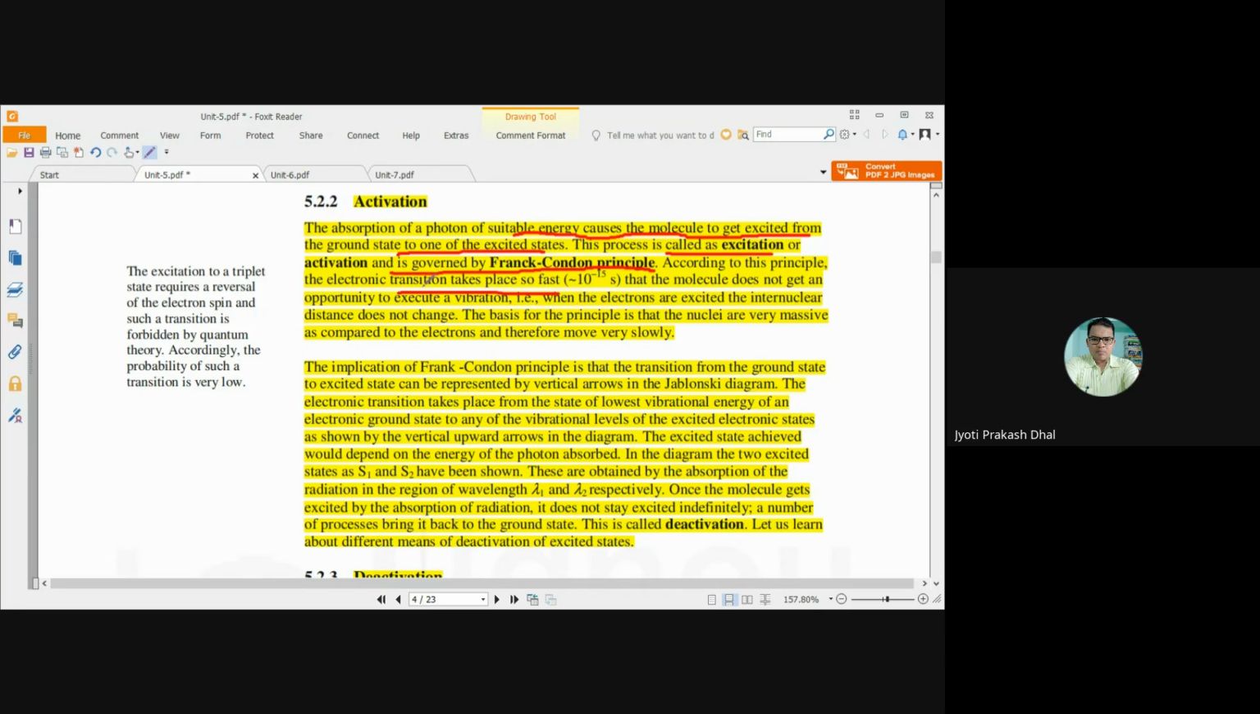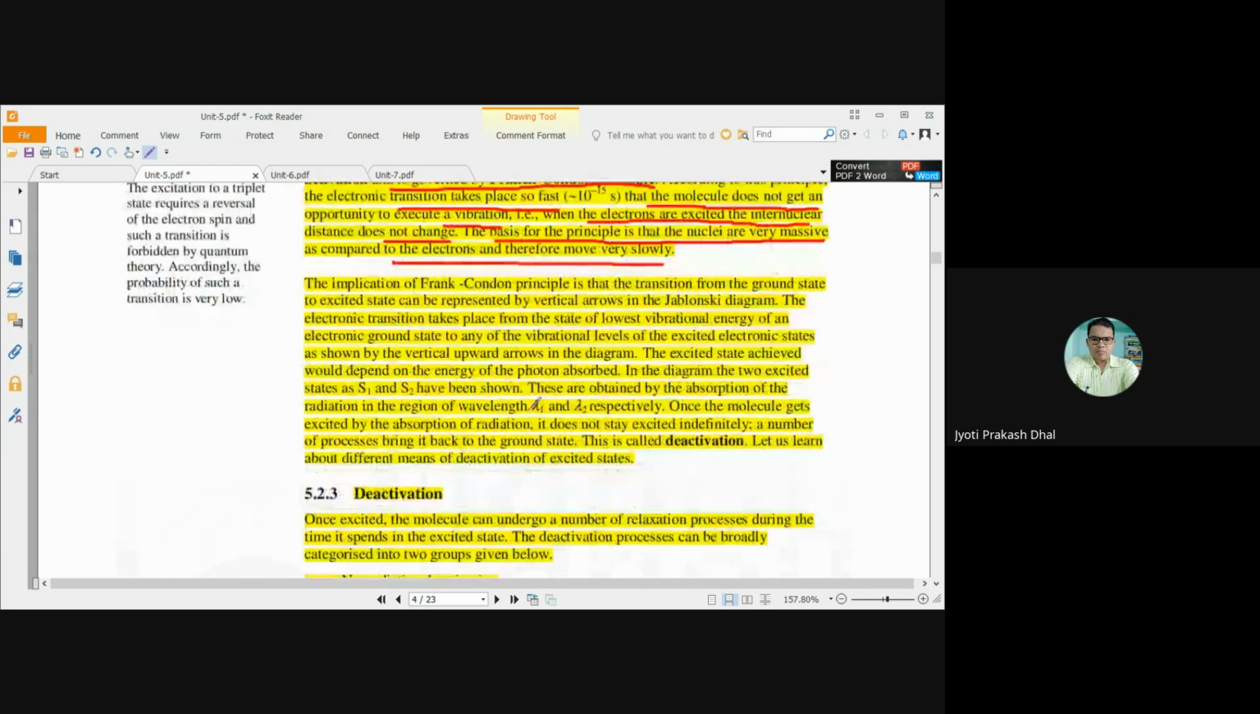So the transition takes place so fast that the molecule does not get an opportunity to execute vibration. So when the electrons are excited, the internuclear distance does not change. The basis of the principle is that the nuclei are very massive as compared to the electrons and therefore move very slowly. Now, the implication of the Franck-Condon principle is that the transition from the ground state to the excited state can be represented by vertical arrows in the Jablonski diagram.